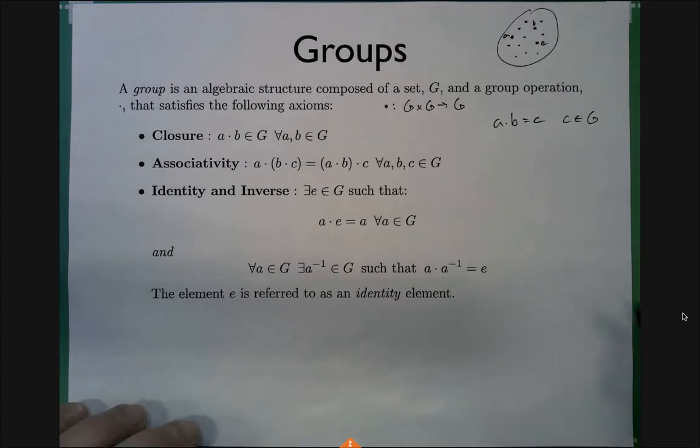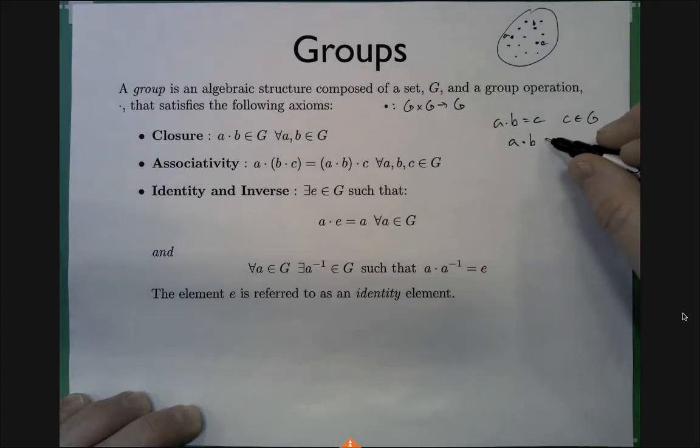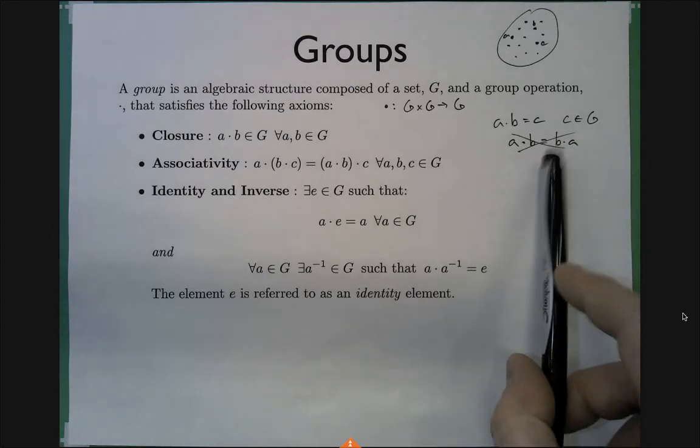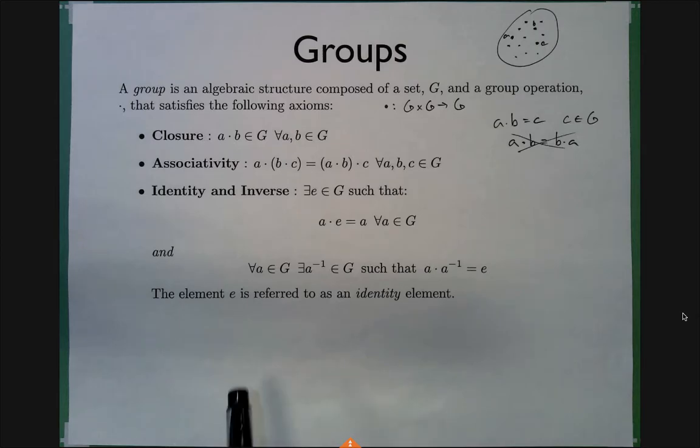By the way, it's not true in general that A times B would be B times A. The group doesn't have to be commutative in general. There are special types of groups which are commutative, where this is actually true, and they are called abelian groups. The most interesting groups are not commutative.